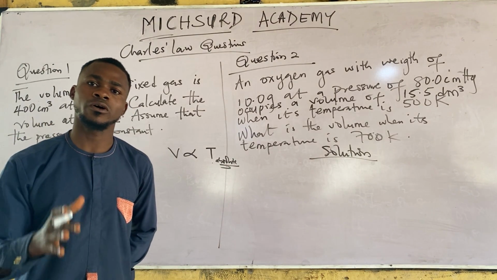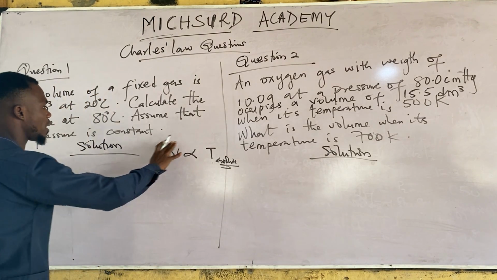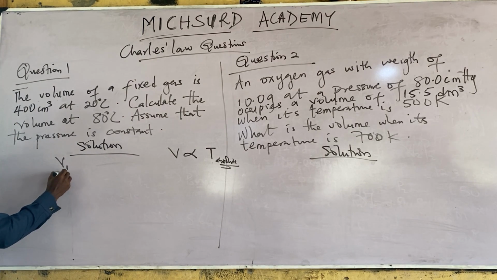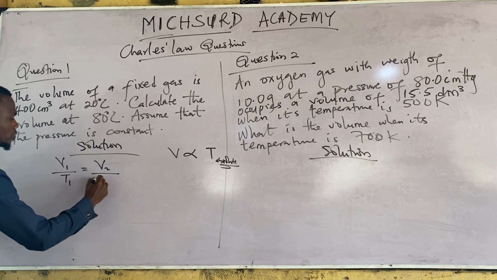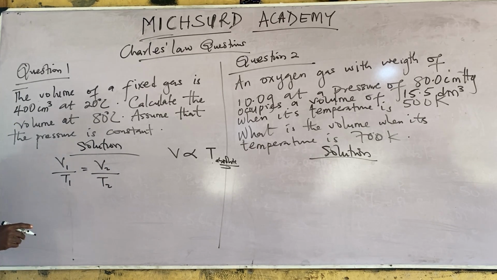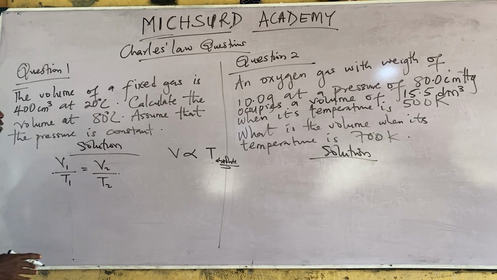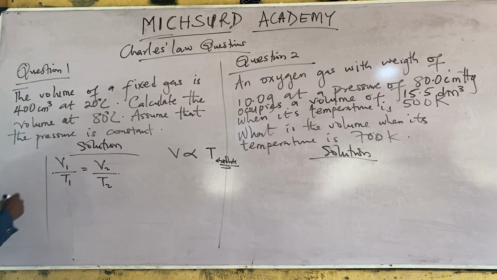The temperature in Kelvin. So if we rearrange this, we are going to see for different states that V1 over T1 is equal to V2 over T2. That gives us the different states for Charles' Law. This is the initial state and this is the final state. So we need to locate what V1, V2 and the rest of them are.